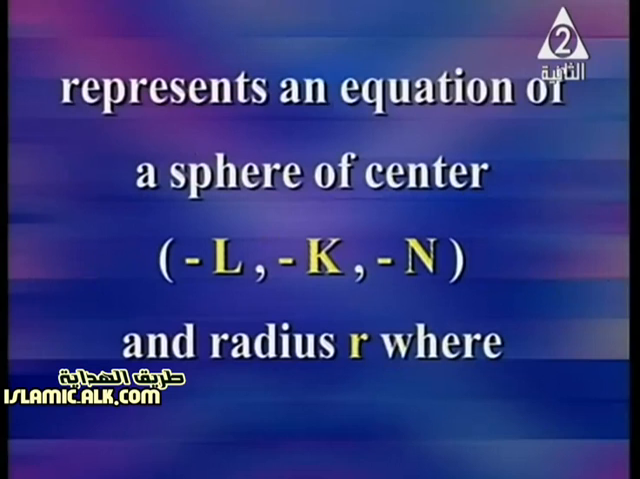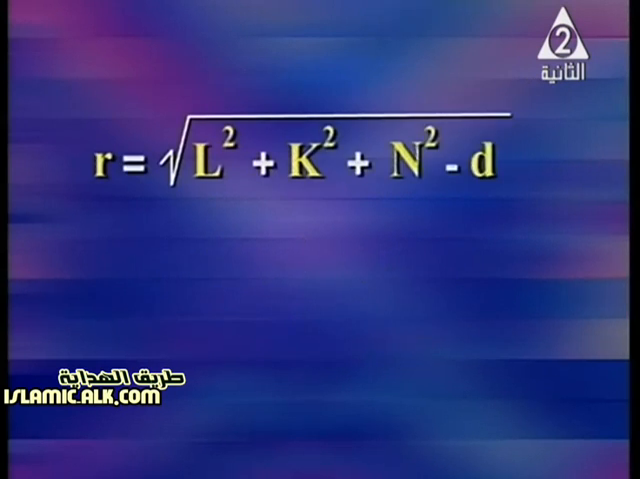This represents the equation of the sphere with center (-l, -k, -n) and radius r, where r equals, what is the r? The radius of the sphere is the square root of l² + k² + n² - d.